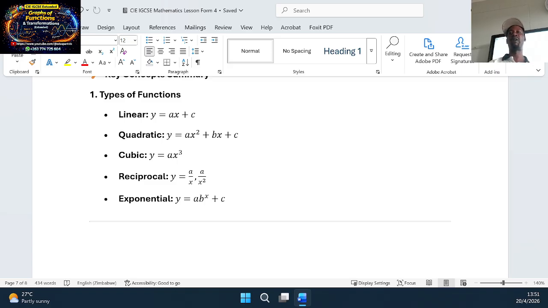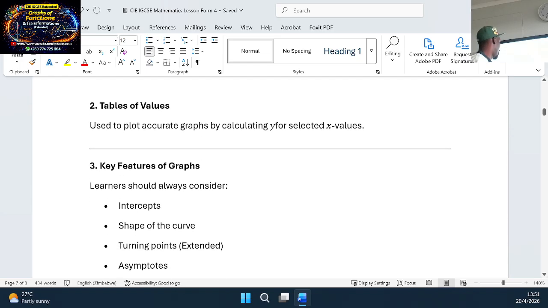Also, the reciprocal, where we are looking at graphs that take the form y equal to a over x, which we normally refer to as hyperbolas. These are graphs that exist in two parts. So we can look at one where we have a over x, or also a over x squared. Then exponential graphs, these are curves where we have a graph taking the form y equal to a b to the power x plus c. So we're going to look into all these curves in detail.